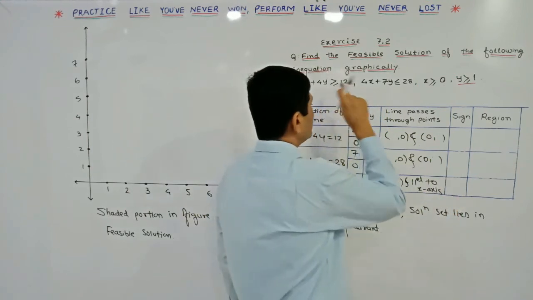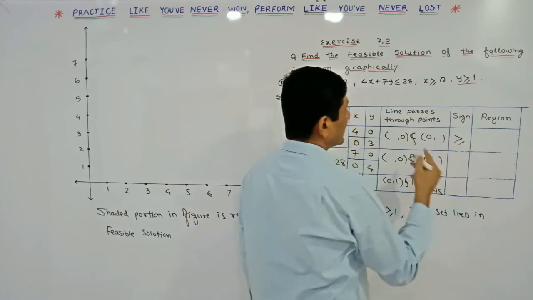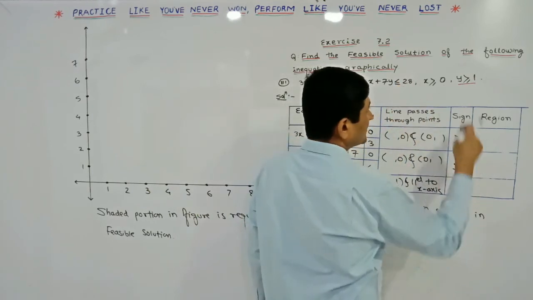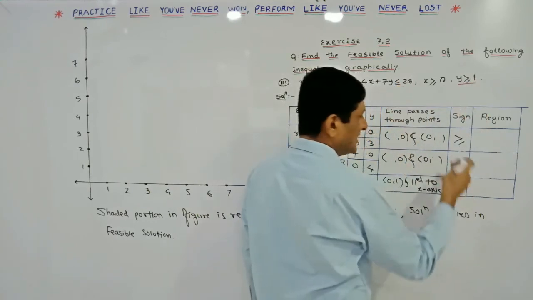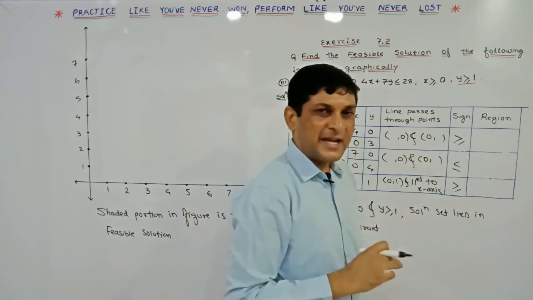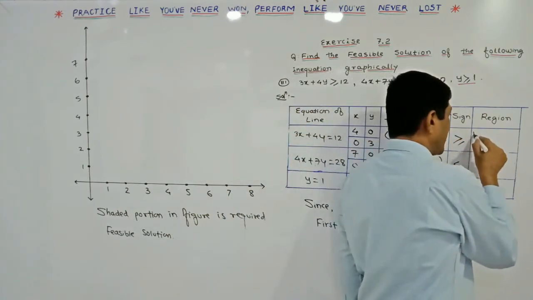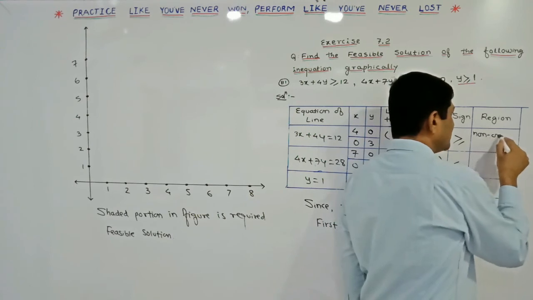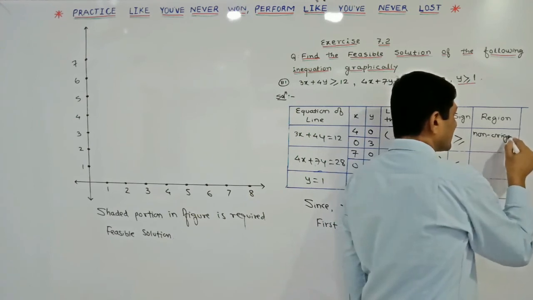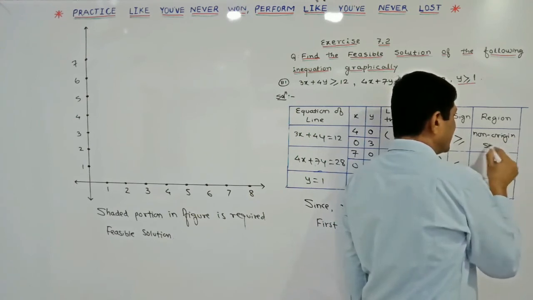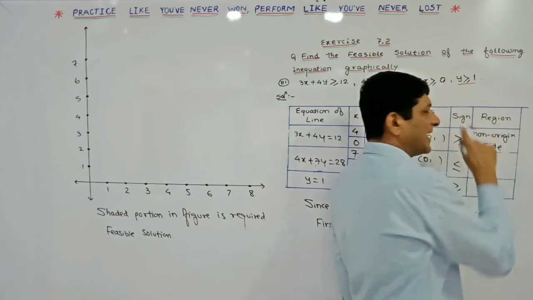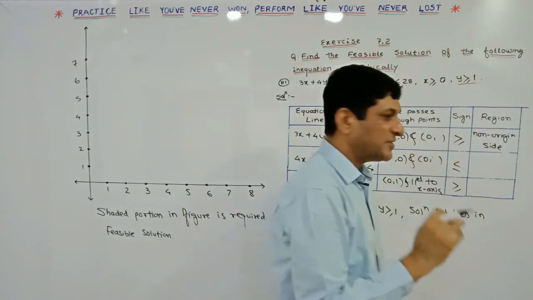Now in the first equation, which sign is there? Greater than. Here, less than or equal to, and in the third equation, greater than. And we already know that if greater than appears, it means the non-origin side part will be our required region, or we can say our required solution set.